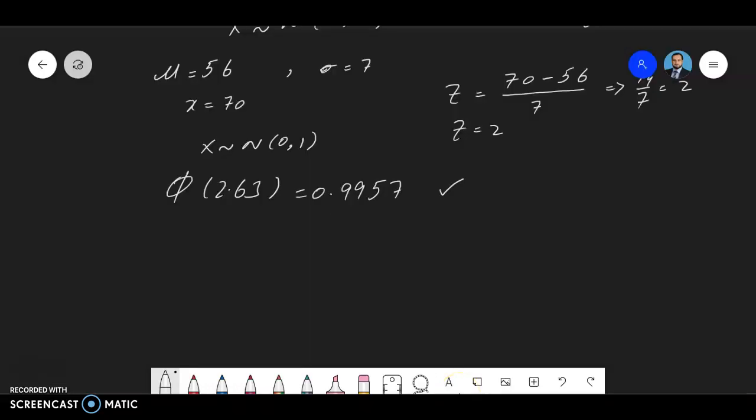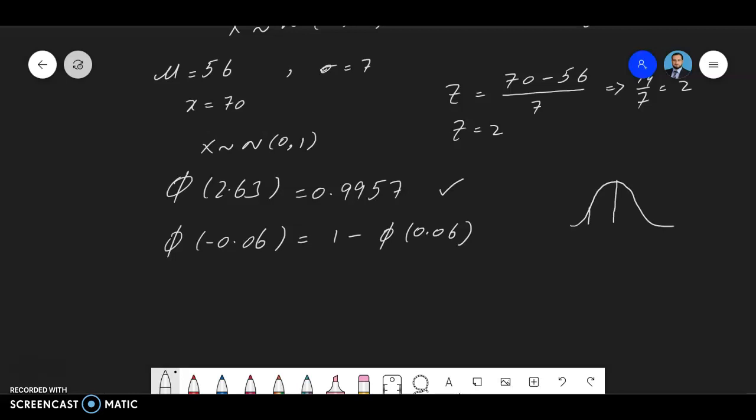Okay, so this was a positive value, so we get a probability over here. But in case we get a negative z-score, let's say 0.6, remember that if we have a negative value, we need to subtract it from 1. So 1 minus phi of 0.06, because as we already said, it has a symmetric behavior.